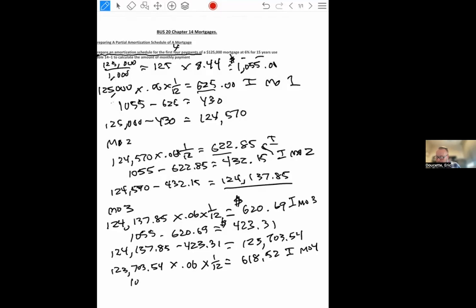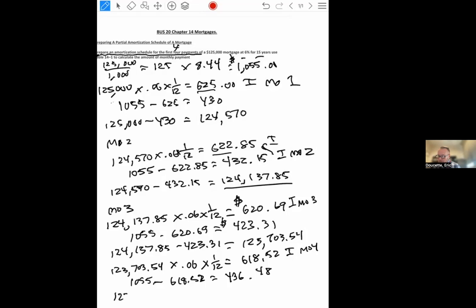So $1,055 payment minus $618.52 equals a whopping $436.48. So that's how much left over of my $1,055 payment that I can apply towards principal.